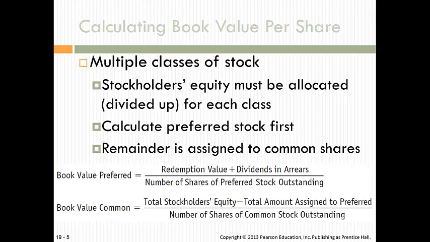But what if we have preferred and common stock? In that case, we have to separate the total stockholders' equity into that which is attributed to preferred stock and that which is attributed to common stock. This is calculated by using the formula on the screen. First, the book value of preferred stock is calculated as the full redemption value of the preferred shares, which is equal to the redemption value per share times the number of preferred shares, plus the total dividends in arrears, all divided by the number of preferred shares. The book value for common stock is calculated by taking the total stockholders' equity, subtracting the amount we determined was attributable to preferred, and divide that number by the number of common shares.